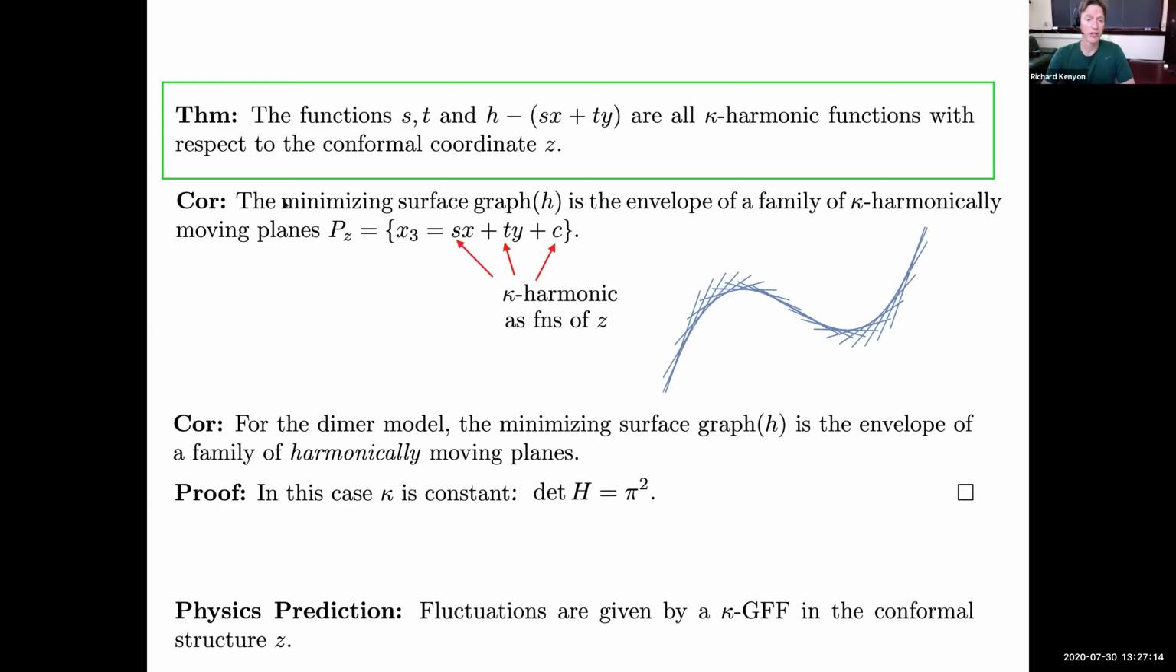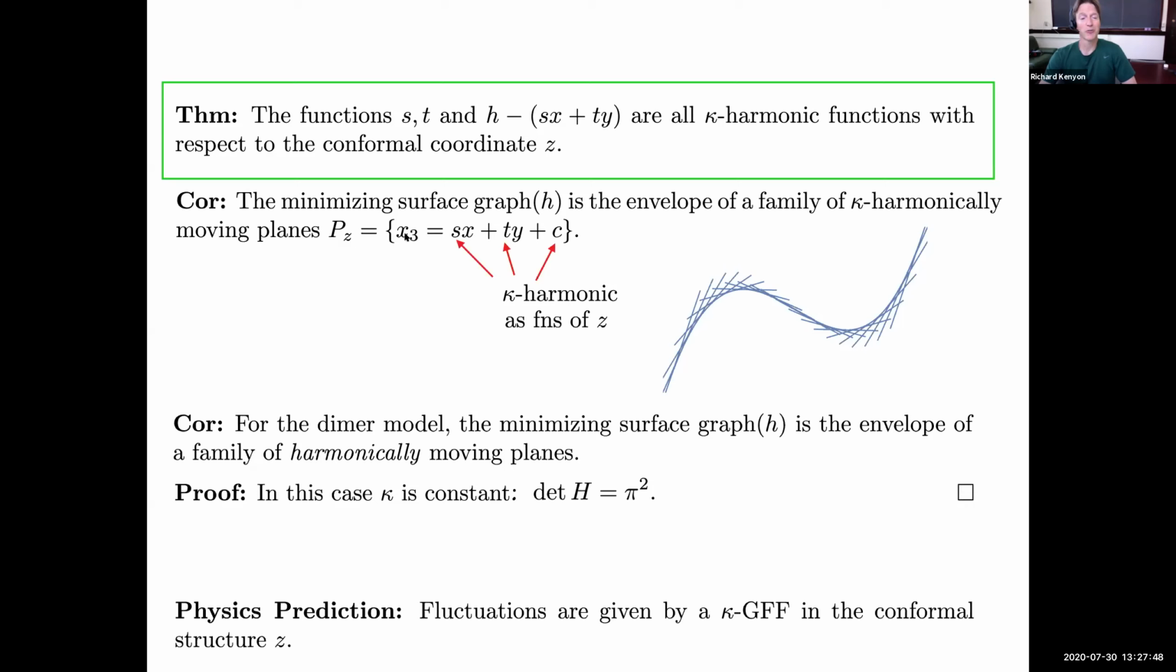Okay, and the corollary here is that if you think about the graph of H, H is your minimizer. Well, H is the function whose graph is the minimizer. This minimizing surface, graph H, is the envelope of its tangent planes, but all those tangent planes are what we call kappa harmonically moving planes. That's a family of planes indexed by the conformal coordinate Z, right?